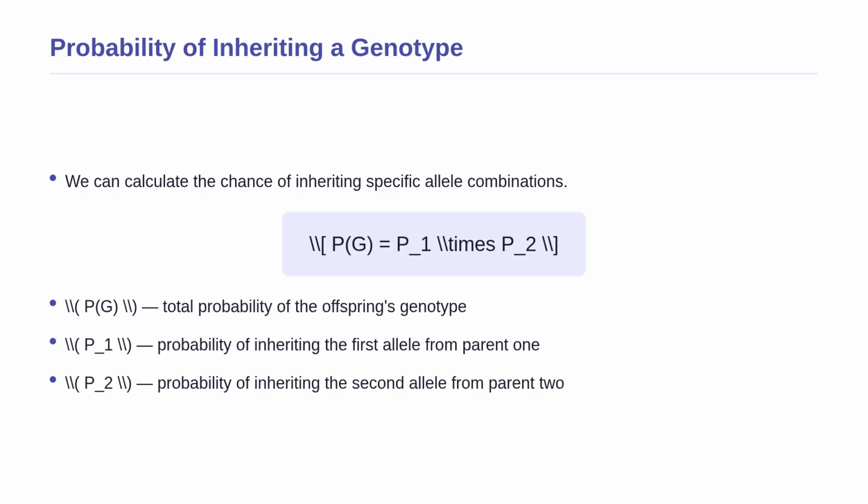Now that we understand that alleles separate, let us look at how we can predict the outcomes of this separation mathematically. This formula comes directly from the rules of independent probability. The variable p of g represents the total probability of an offspring inheriting a specific genotype, which is their genetic makeup for a trait. The symbol p1 represents the probability of inheriting the first specific allele from parent 1. The symbol p2 represents the probability of inheriting the second specific allele from parent 2.